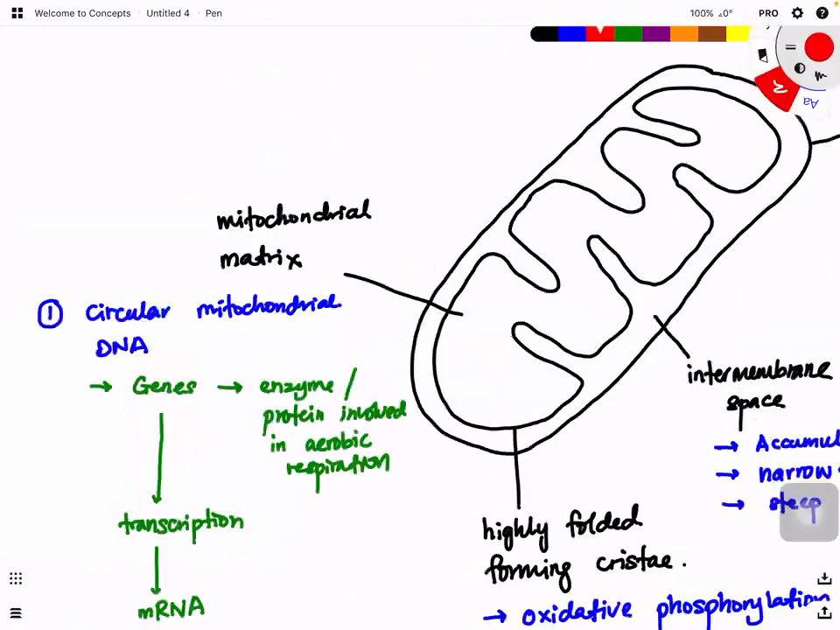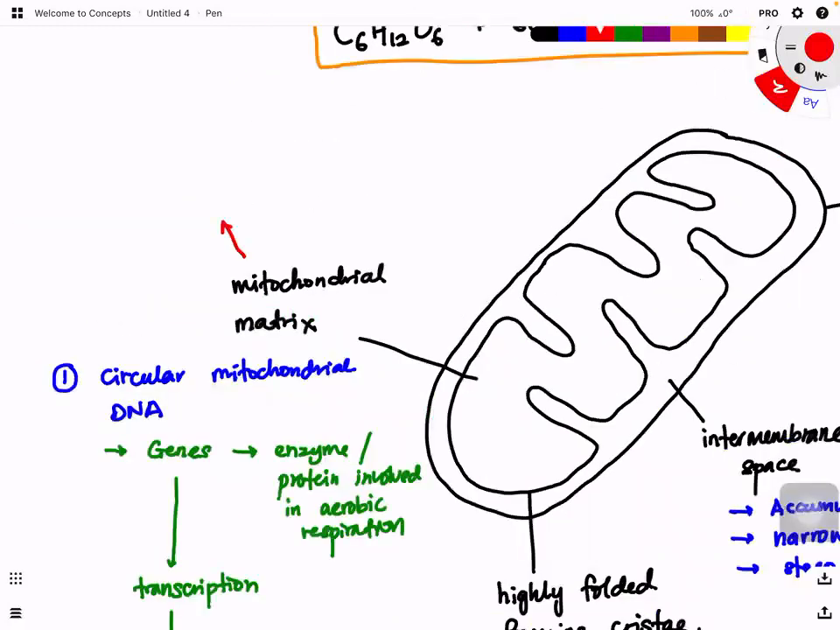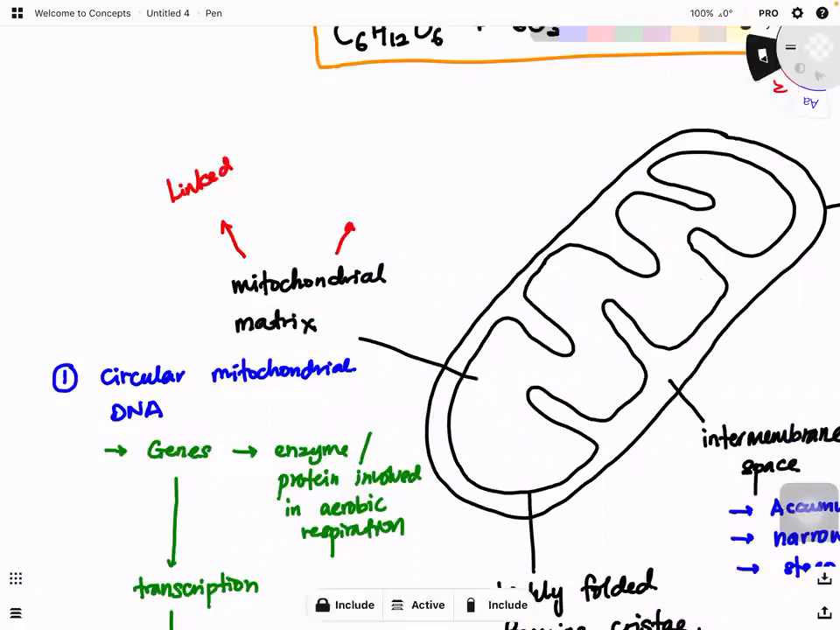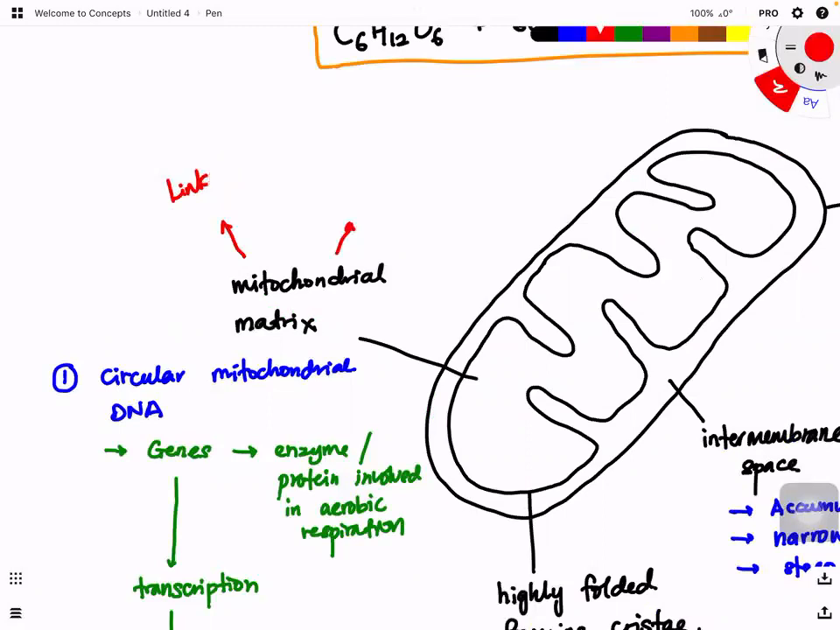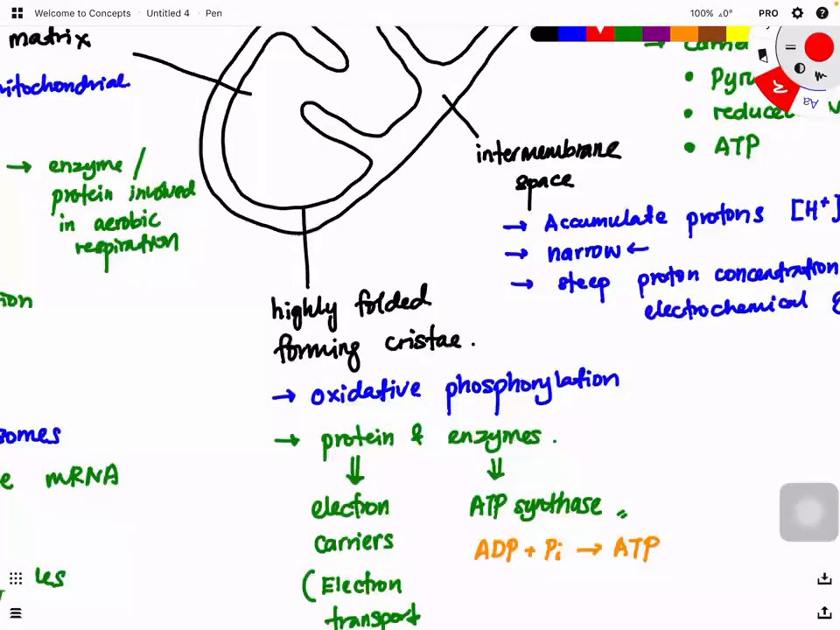So the mitochondrial matrix involves these two main processes. One is called the link reaction, sorry, link reaction, not link. And the Krebs cycle. So link reaction and Krebs cycle are involved. And then oxidative phosphorylation takes place at the mitochondrial inner membrane.